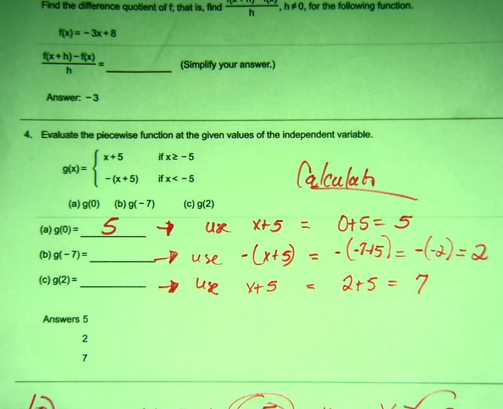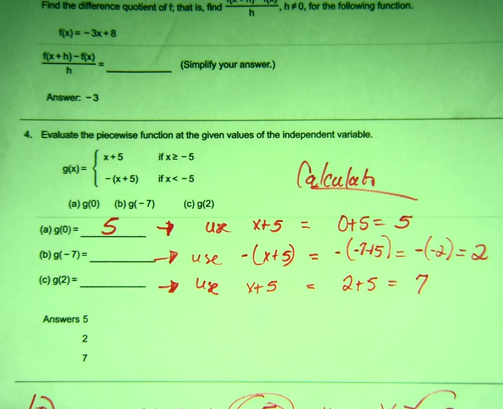For part A, you're going to substitute x as 0. Well, let's go back to those conditions. Is 0 greater than or equal to negative 5 or less than negative 5? Well, we're going to use x plus 5 because 0 is greater than or equal to negative 5. So using x plus 5, we're going to let x be 0. So x plus 5 equals 5. Notice how your answer is already given to you.